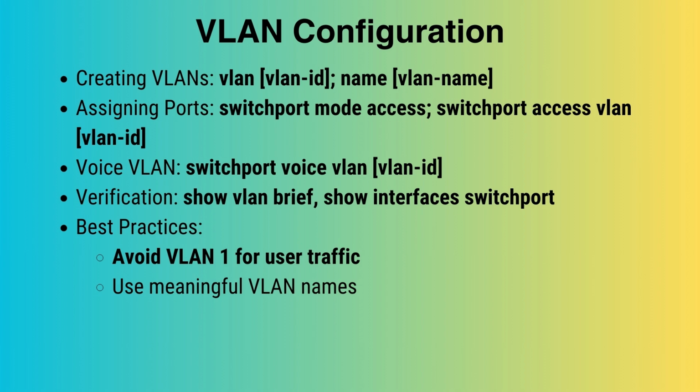There are a couple of best practices to follow. First, avoid using VLAN 1 for user traffic because it's the default VLAN and can pose security risks. Second, use clear and meaningful names for your VLANs. This makes it easier to manage and troubleshoot your network.